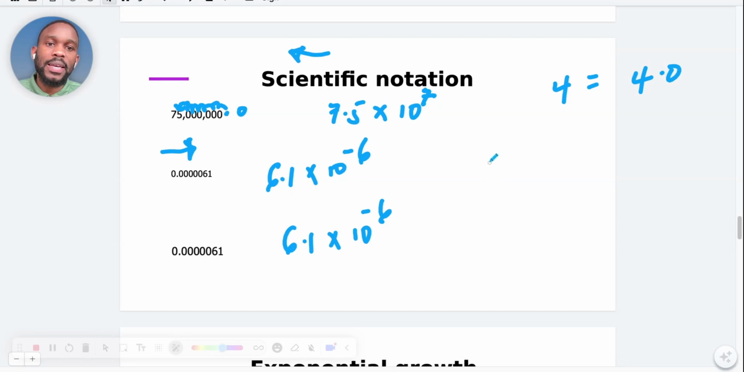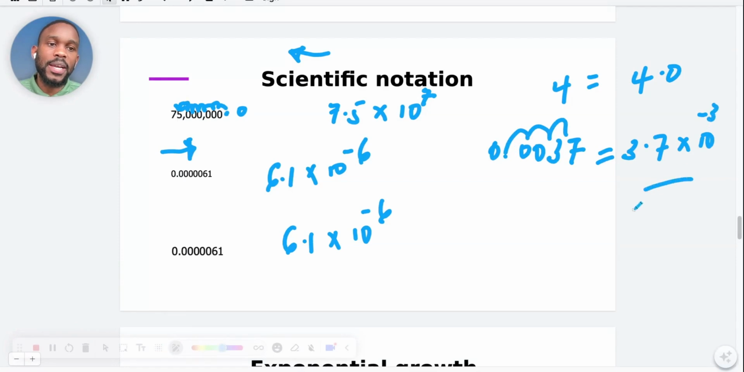What if I have something like 0.0037? So you can write it as 3.7 times 10. Because I'm moving this decimal 1, 2, 3, it's going to be to the power -3. So before coming to this class, guys, we should have mastered how to write scientific notations, but this was just a review on how to write scientific notations in case we have forgotten, which is really common.